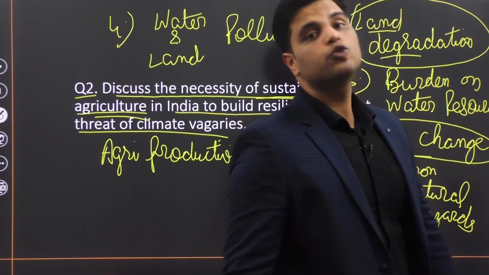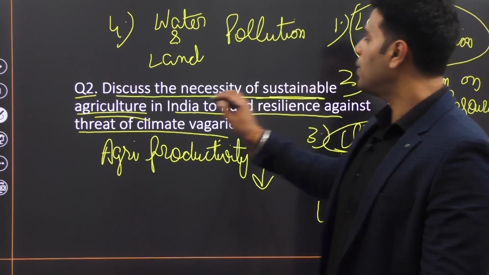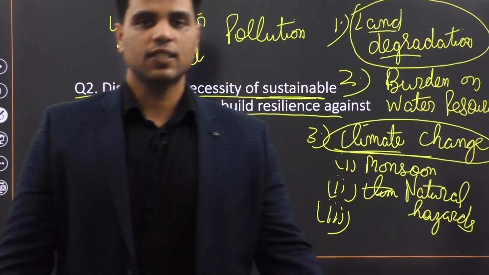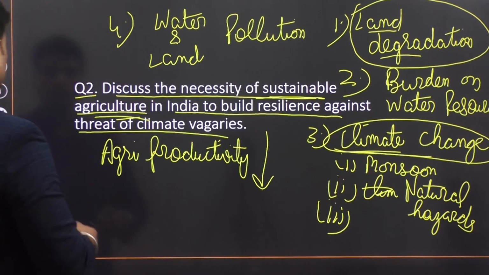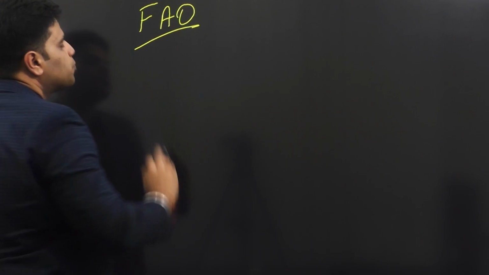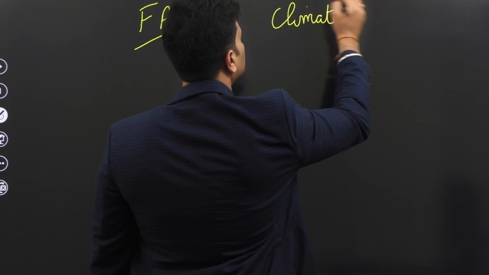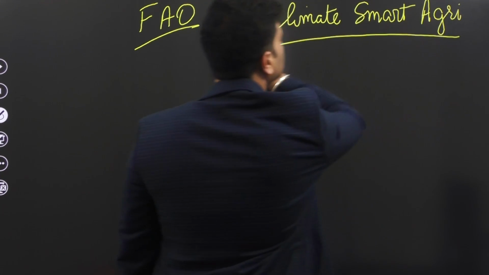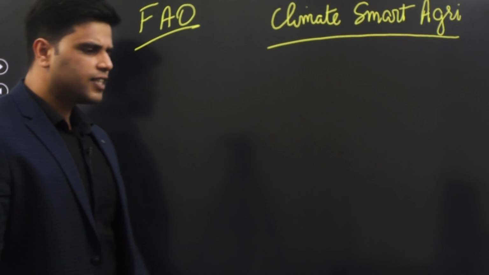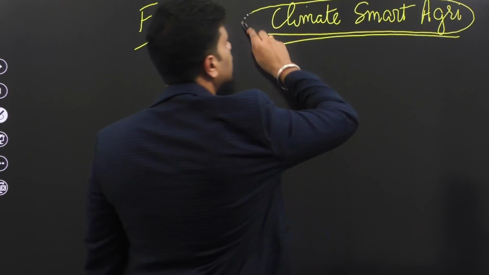Climate change is a huge problem. So in such a situation, the need of the hour is sustainable agriculture. Now, what is sustainable agriculture? What can you do through sustainable agriculture, and what are the advantages of sustainable agriculture? Well, the Food and Agricultural Organization has given this idea of climate smart agriculture. You will mention that in your answers. The Food and Agricultural Organization and various other organizations have given this idea of climate smart agriculture.